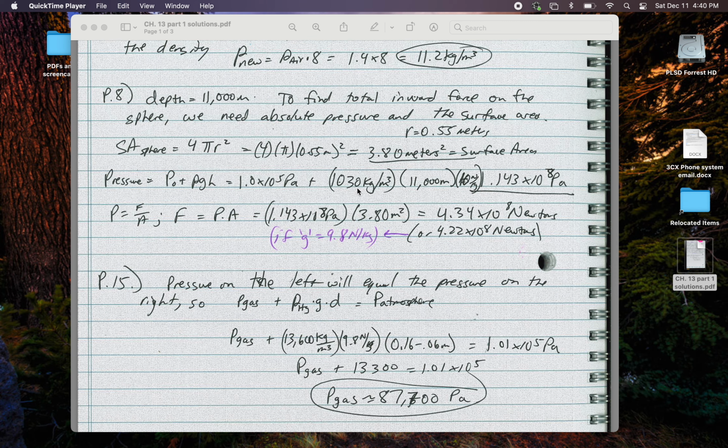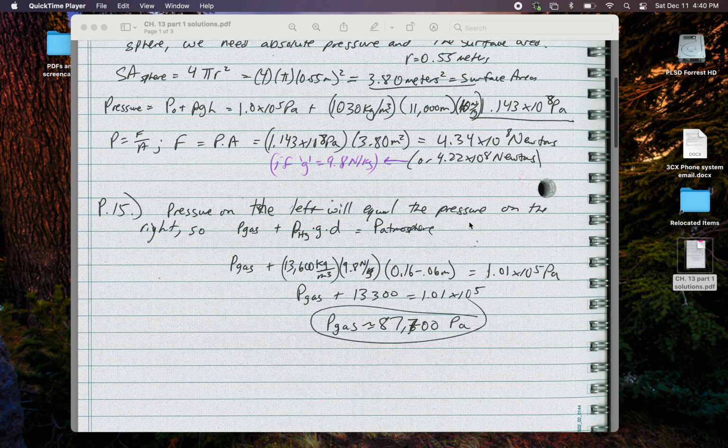And it's ocean water, so that density is 1,030 kilograms per cubic meter. I used 10 newtons per kilogram. If you use 9.8, you'd be a little bit different, but that's fine. And so I ended up getting the absolute pressure at depth was 1.143 times 10 to the 8th pascals. Well, when I multiplied that by the surface area, I got 4.34 times 10 to the 8th newtons. So again, 400 million newtons. That might not make sense because it just seems ridiculous, but that's the truth. So pressure is a pretty big deal. The Earth's gravitational pull on all that water, pretty big deal.